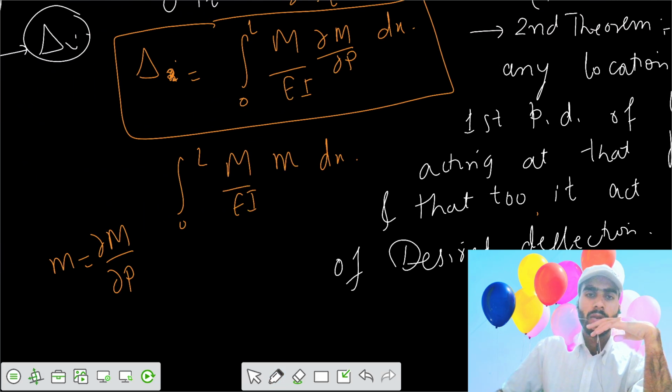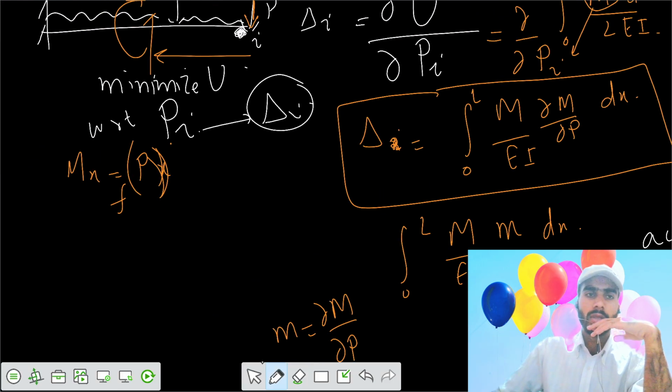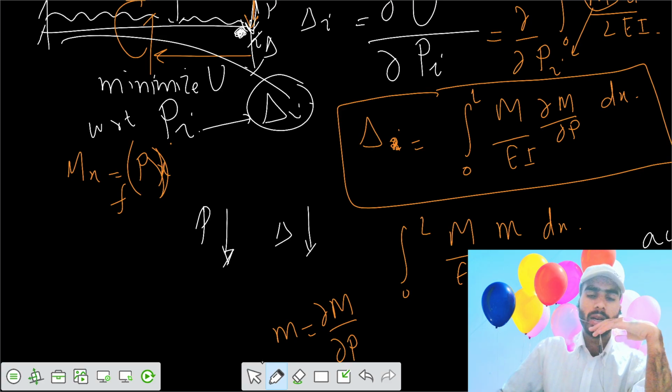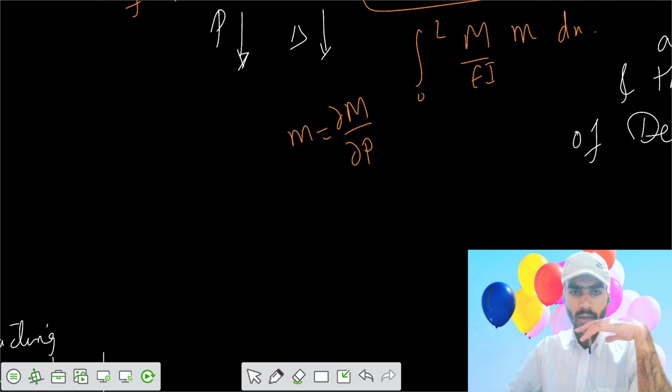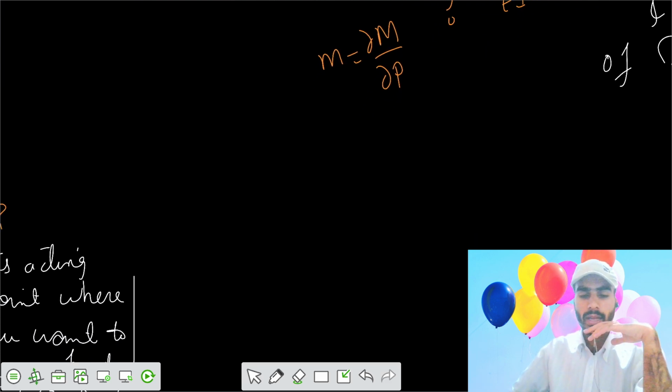Say we know that here there will be some deflection because of the load. There is some deflection downwards, so the load should be in the direction where the deflection is desired. So this was your second theorem.